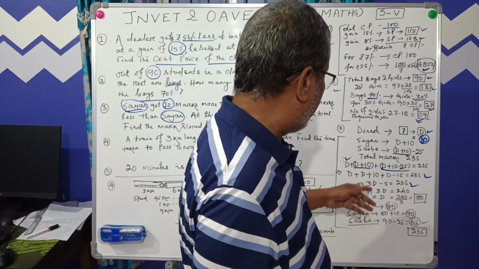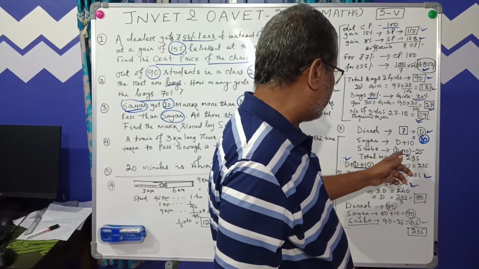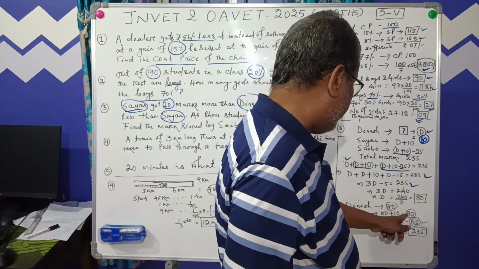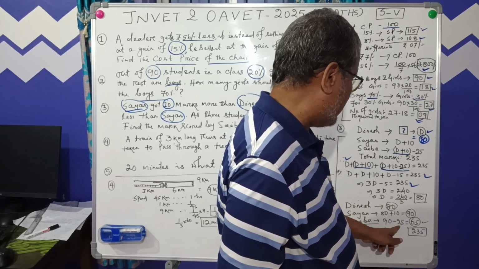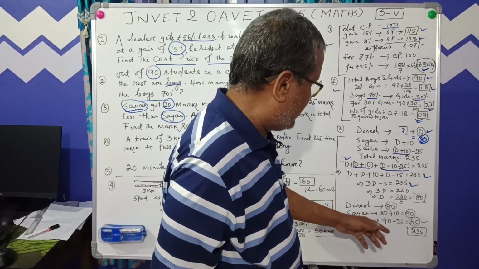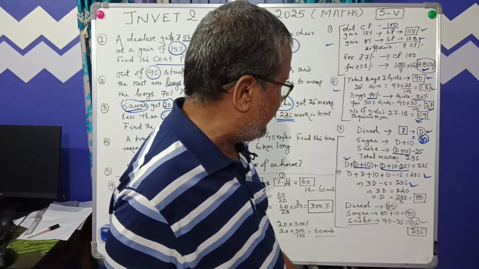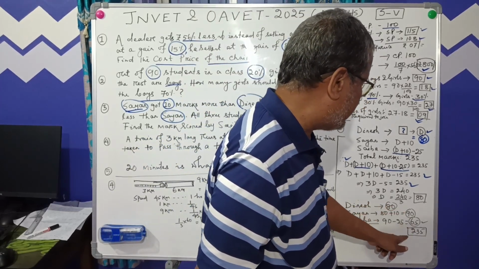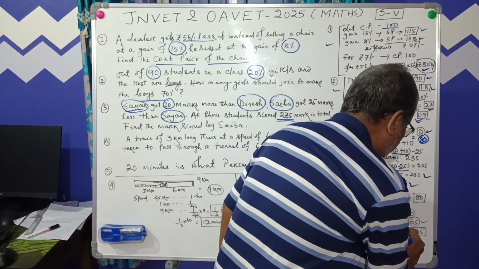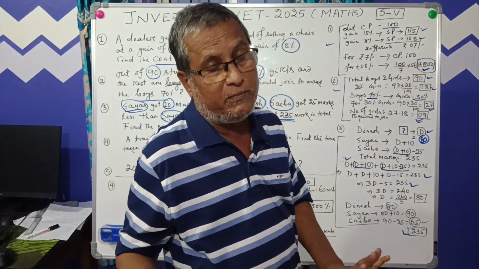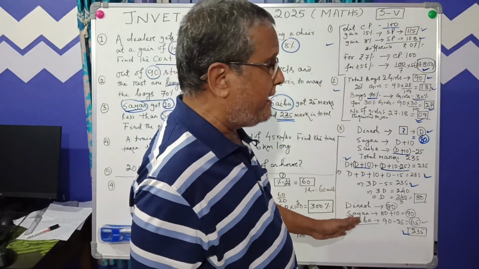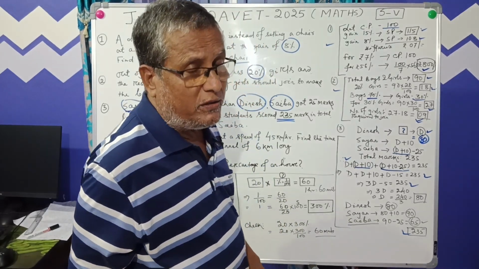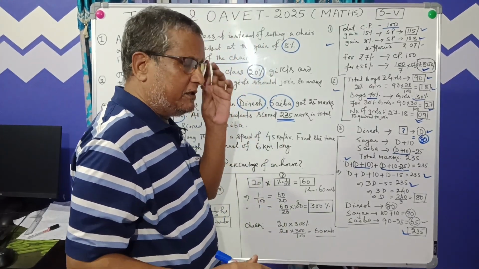And Saiba scored 25 less than Sayan. Sayan 90, then Saiba 90 minus 25, that is 65. For your verification, if you add it all, 80 plus 90 plus 65, 235. So our answer is correct. This verification is important. You can verify after the problem is over. After getting the solution, please check it. This is called post checking.